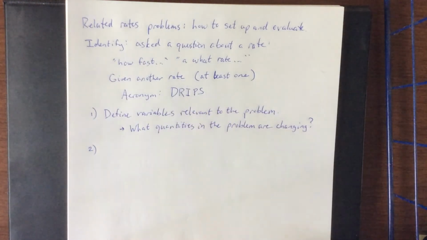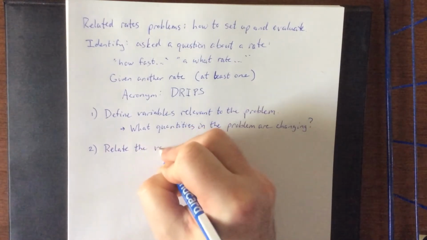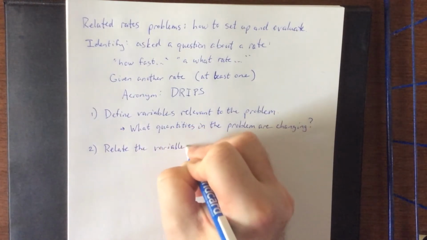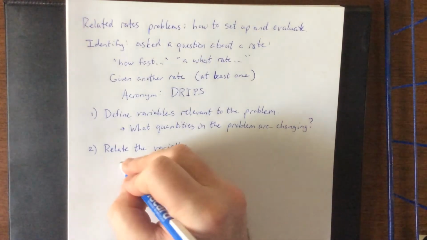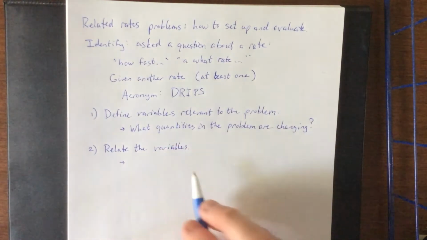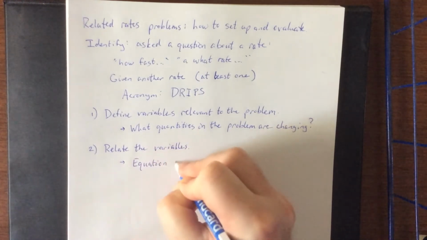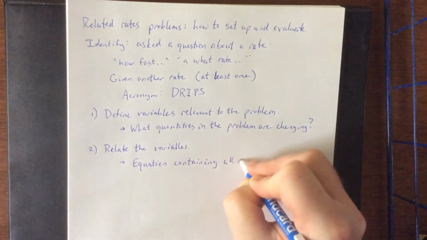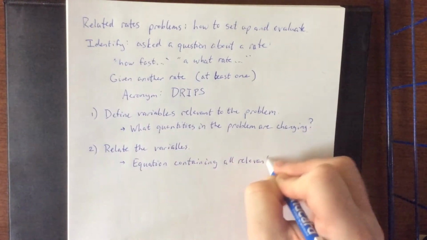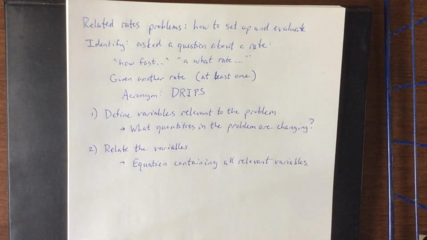The R of DRIPS is going to be to relate the variables. Do the variables form a right triangle? Do they form some other geometric figure? Ultimately, you are going to have to come up with some sort of relation for those variables. This is an equation containing all relevant variables, as well as maybe some other constants that show up in the problem.